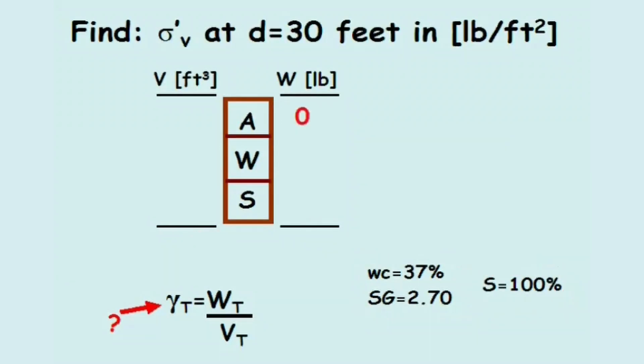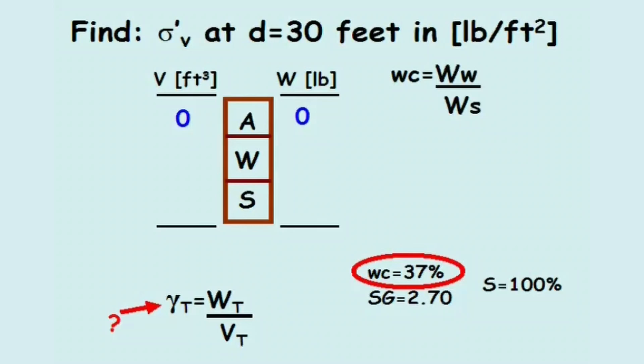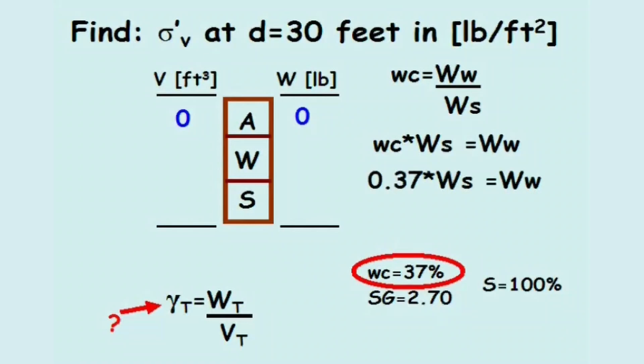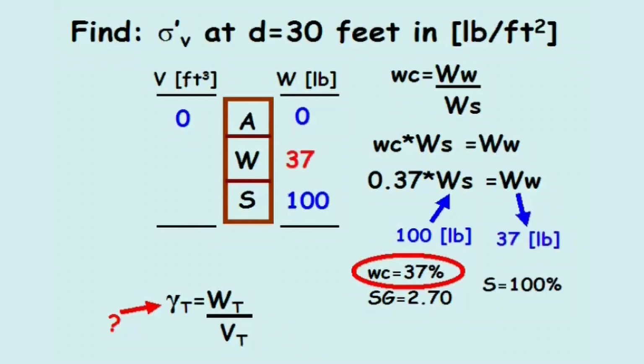We set up our block diagram and write in 0 for the weight of air, and since the soil is saturated, we know the volume of air is also 0. Next, we look at the water content, which is defined as the weight of water divided by the weight of solid. Rearranging the equations, in this case, the weight of water will equal 0.37 times the weight of the solid. If we assume 100 pounds for the weight of the solid, the weight of the water would be 37 pounds, and the total weight of the sample is 137 pounds.